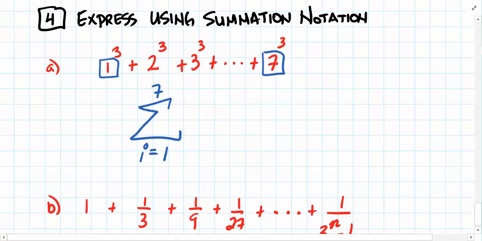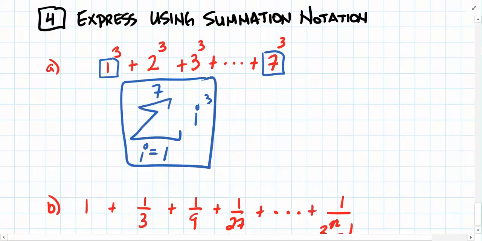And then you got to ask yourself, what is it that we did? Well, all we do is we take each value and we cube it. So this is just the value of i cubed. So this is nothing more than the sum from 1 to 7 of i cubed.